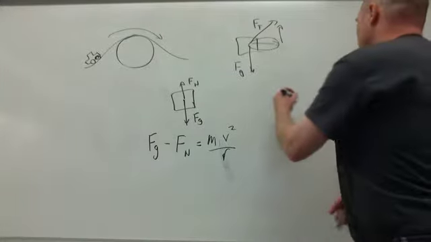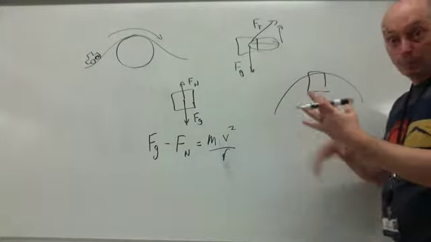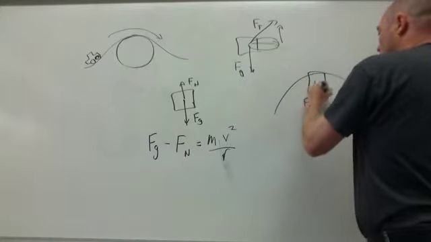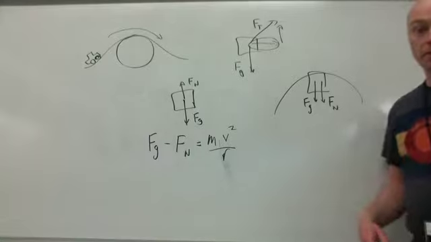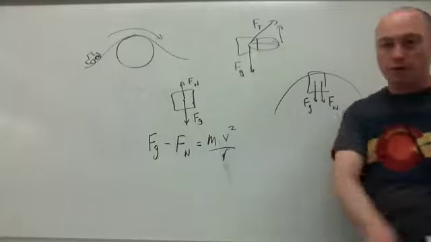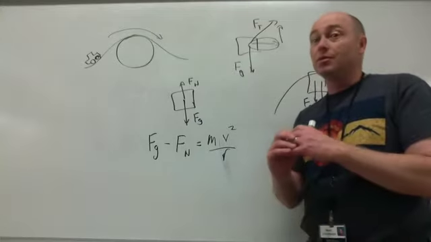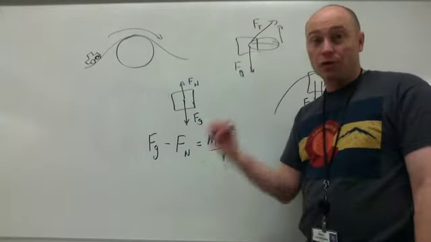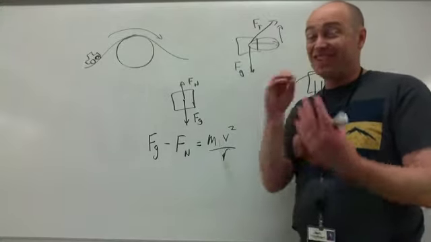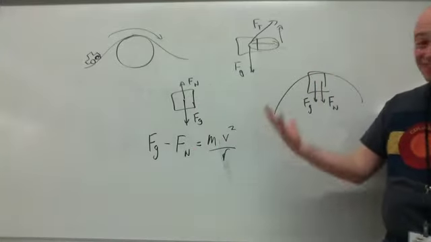Again, whatever the problem is, you could be inside a loop rather than on top of a loop. In that case, I have Fg and Fn acting. Those are the only two forces, so this plus this equals m v squared over r. The point I'm trying to make is that this is really just a Newton's second law thing. The net force has to point towards the center. The centripetal force is a special net force that causes something to move in a circle.